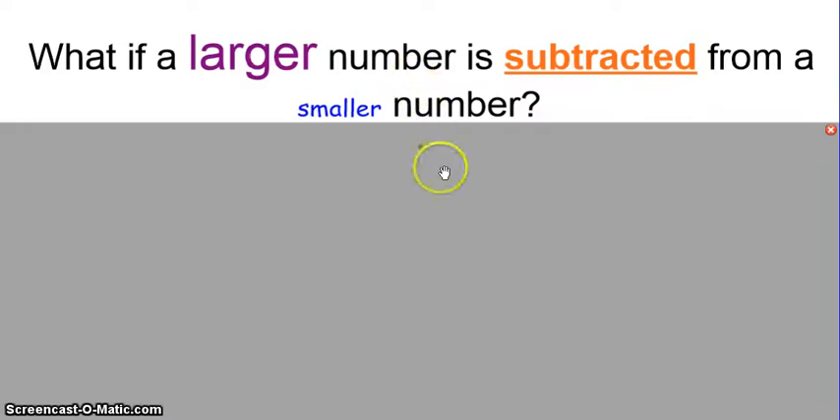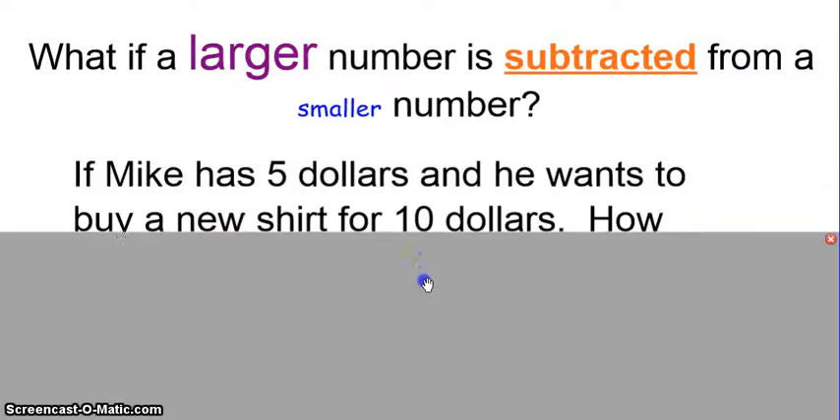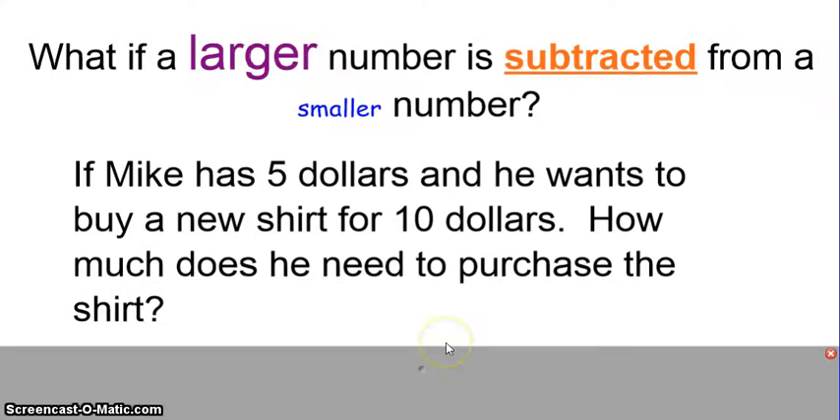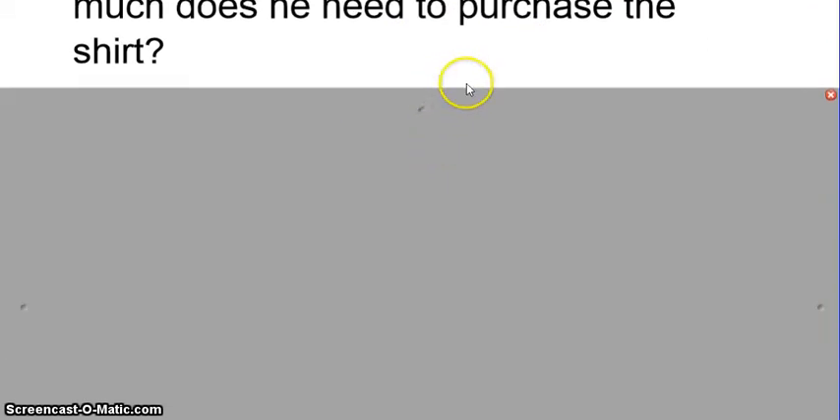Now, what if a larger number is subtracted from a smaller number? So that might put us maybe in the negative realm. So let's look at this word problem. If Mike has $5 and he wants to buy a new shirt for $10, how much does he need to purchase the shirt? So how many more dollars does he need? So if we look at how we might set this up, I'd like you to pause the video and try to set up a mathematical expression that would show how many more dollars Mike would need.